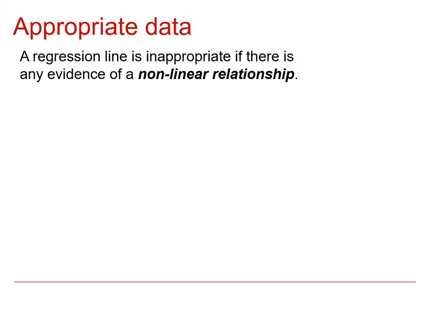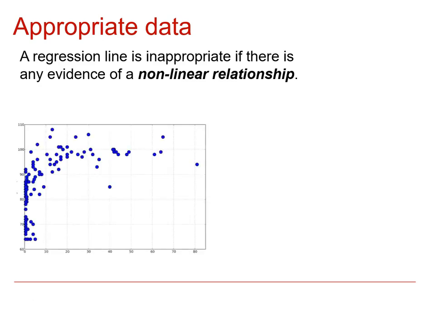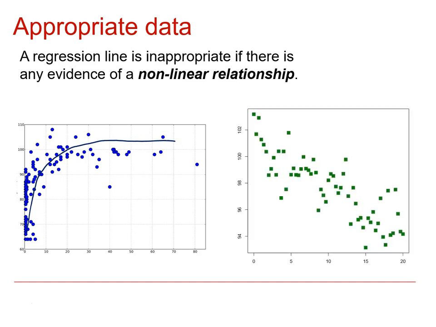So a regression line is inappropriate if there is any evidence of a nonlinear relationship. So here a regression line would be clearly inappropriate because there's quite a clear curve to the data. Here, though it is a cloud, there is evidence of a linear relationship going through the middle there, so that would be appropriate.